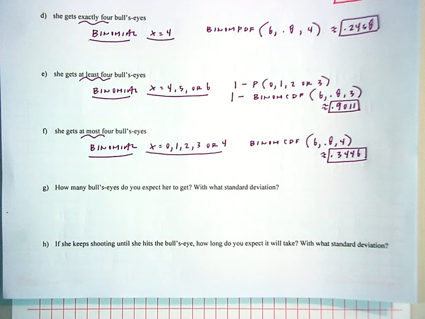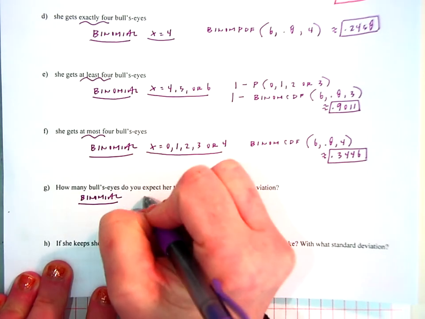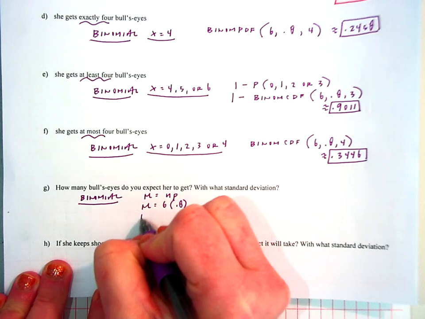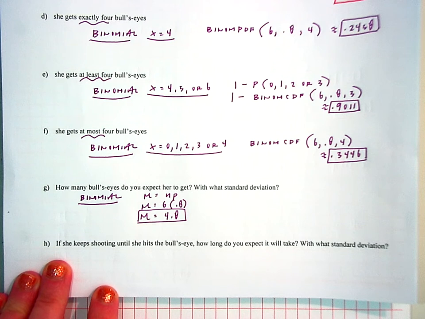All right, now at the bottom, I have 2 questions that are asking about mean and standard deviation. We just have to identify the phrasing as to which one is meant to be binomial, which one is meant to be geometric. So for G, how many bullseyes do you expect her to get with what standard deviation? So here we're saying, well, how many successes do we expect to see if she shoots 6 arrows? So that tells us we're looking at binomial. So here I'm going to say my mean equals n times p. So here that would be 6 times 0.8. So my mean would be exactly 4.8 that are made. Okay, and then here we'd say that an average of 4.8 arrows would hit the bullseye.